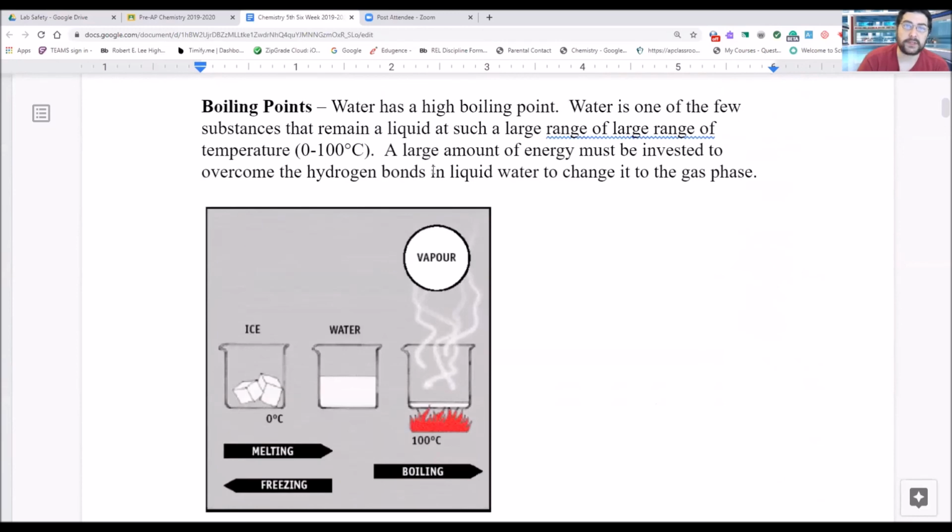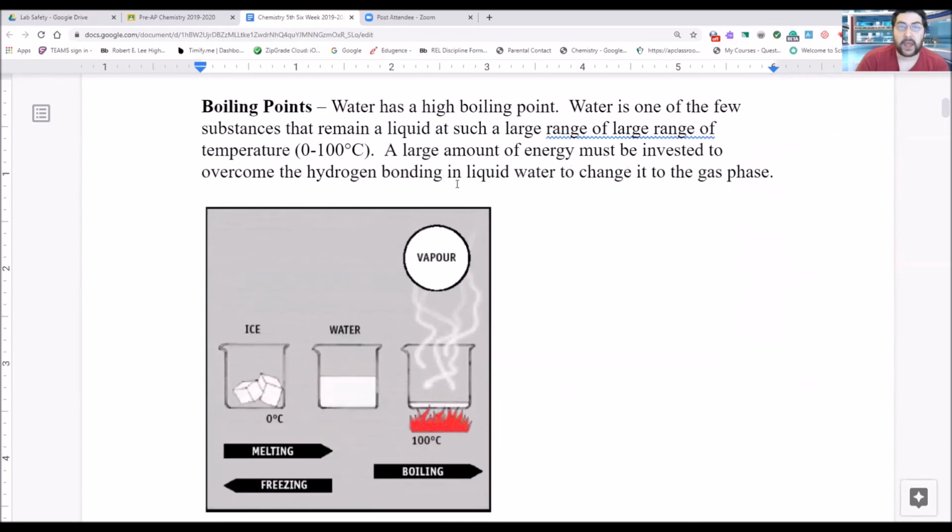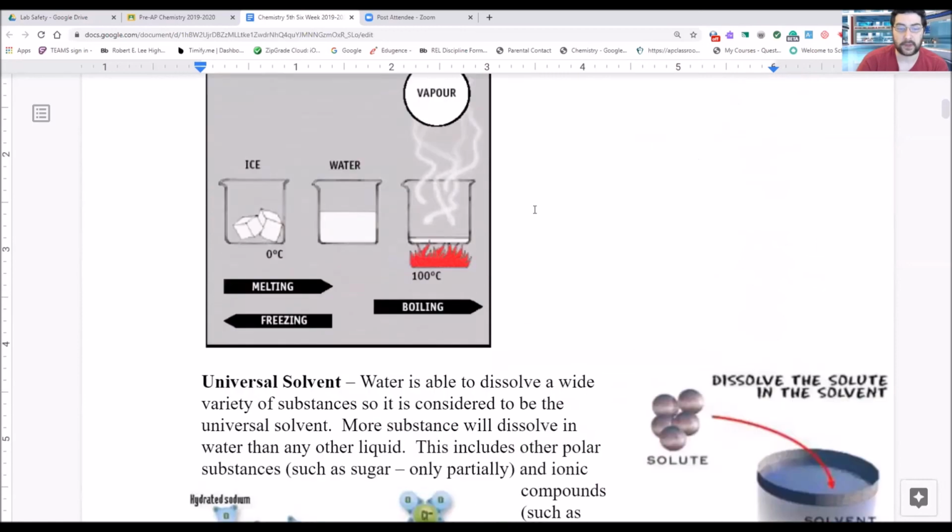Boiling point. We said that water has a very high boiling point. Again, this is because of hydrogen bonding. Ooh, that should say bonding, not bonds. And that's because you have to put in a whole bunch of energy to overcome the very strong hydrogen bonding intermolecular forces. And the more energy you put in, the higher the temperature gets while you're adding energy. So water has a very high boiling point.